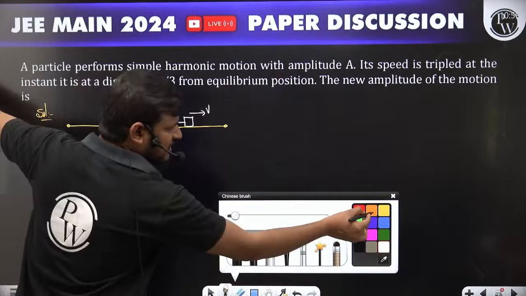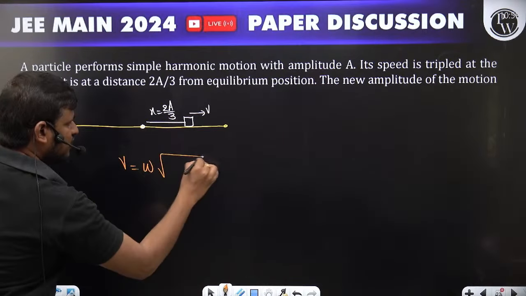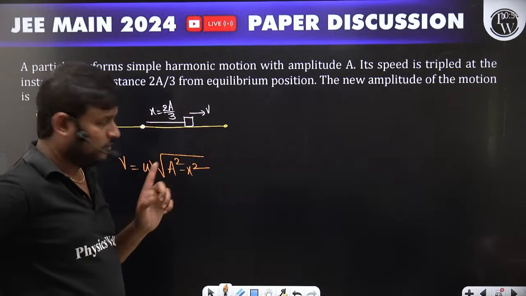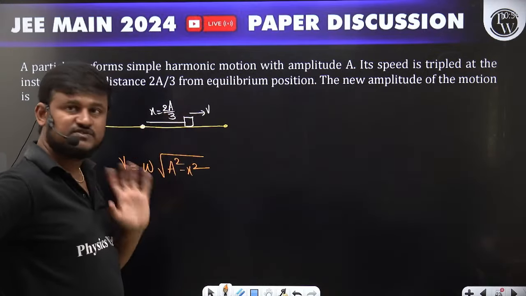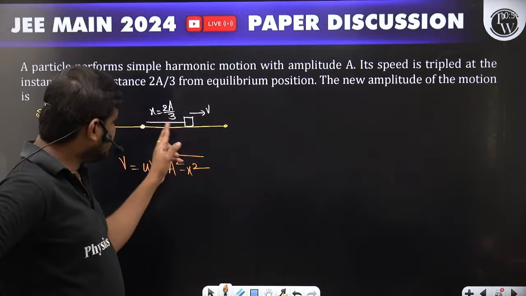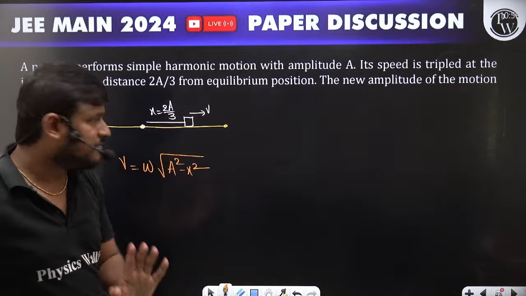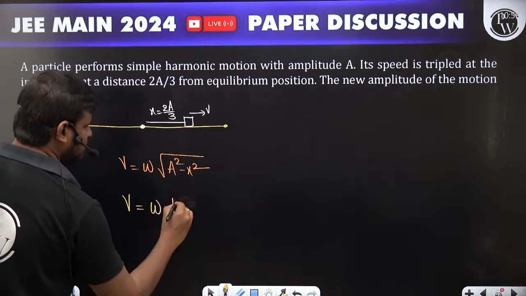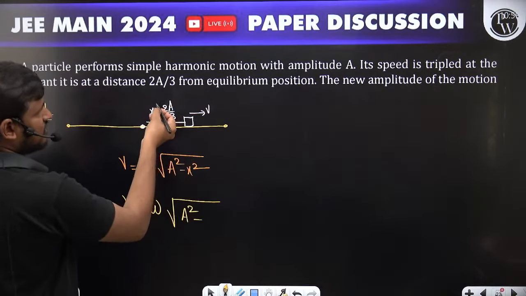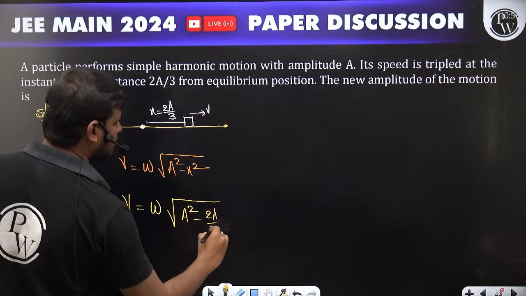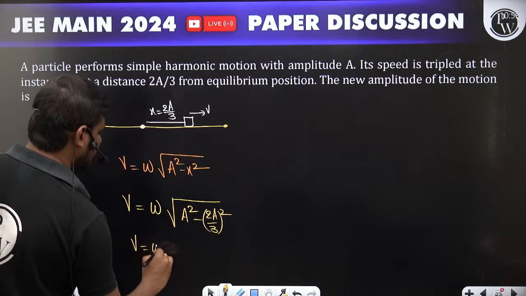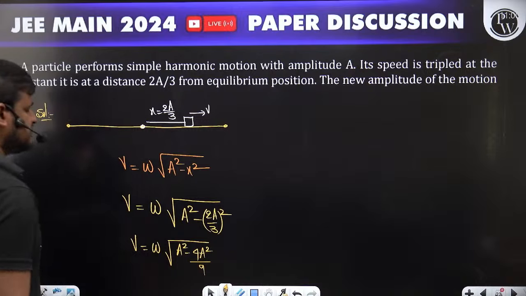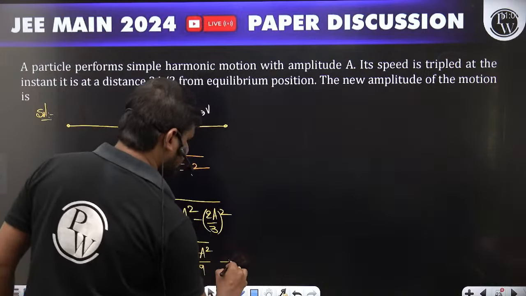You know the velocity formula, right? The velocity v is equal to omega into square root of A square minus x square. So here consider two different scenarios. In the first scenario, when it is at a distance x, the velocity is v. In the second scenario, when it is at the same distance x, the velocity has become tripled, 3v. So in the first scenario, I'm writing the formula: v is equal to omega into square root of A square minus x square. What is x square? At a distance 2A by 3, whole square. So this becomes v is equal to omega into square root of A square minus 4A square by 9. Let it be equation number one.